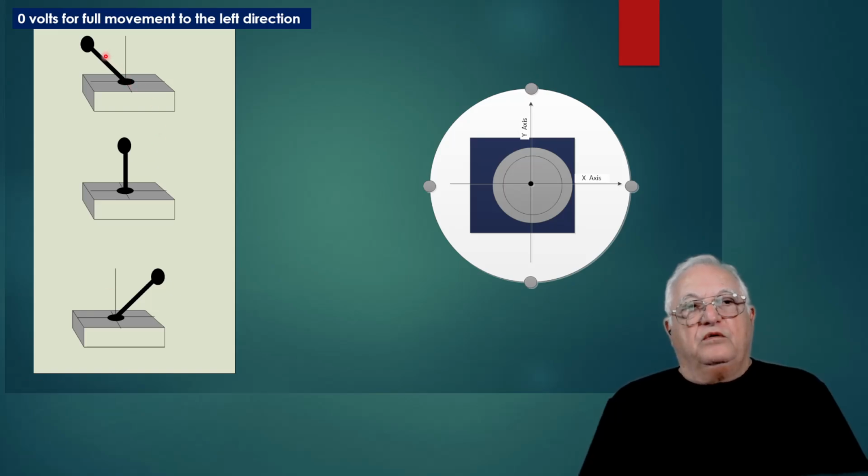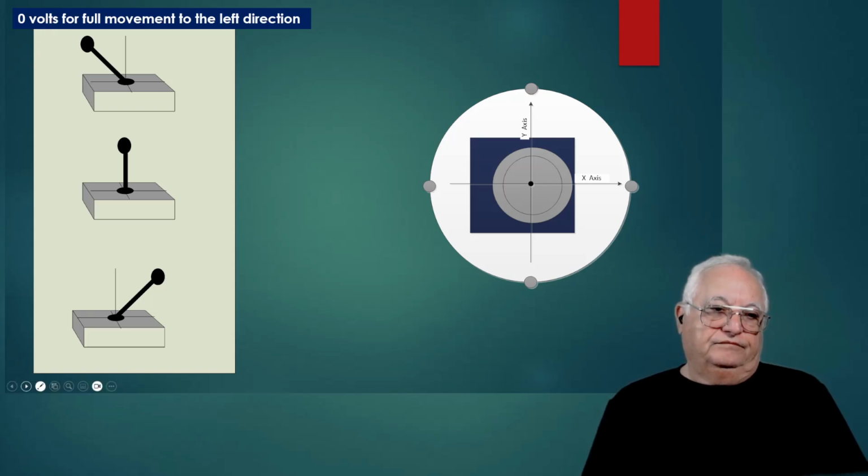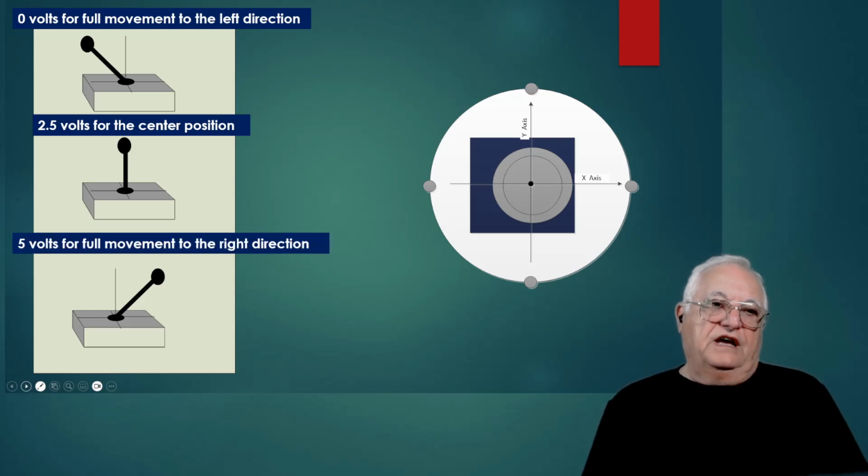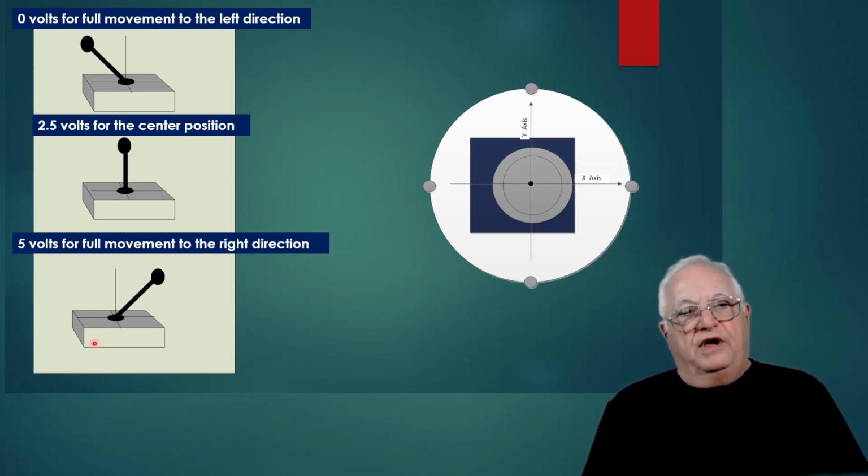So typically, when a joystick is all the way to the left, it's going to output 0 volts. If the joystick is in the center position, it's going to output 2.5 volts. And finally, if the joystick is all the way to the right, then it's going to output 5 volts.